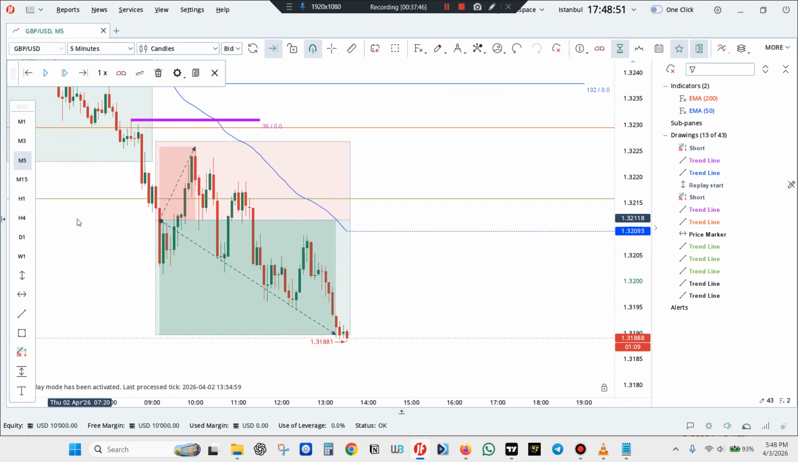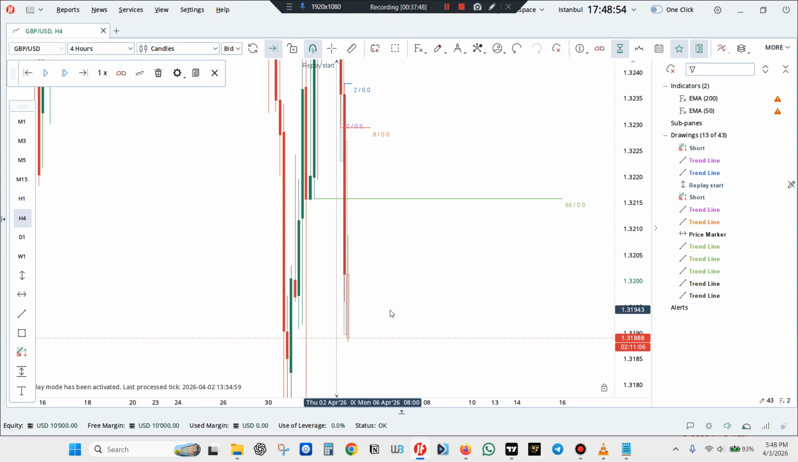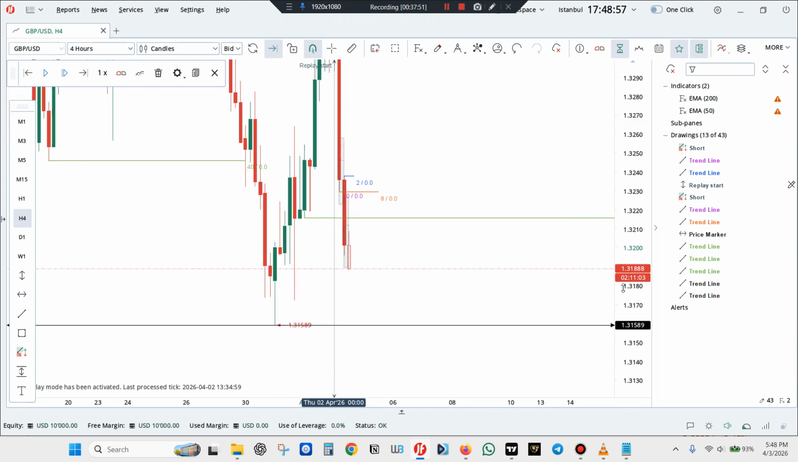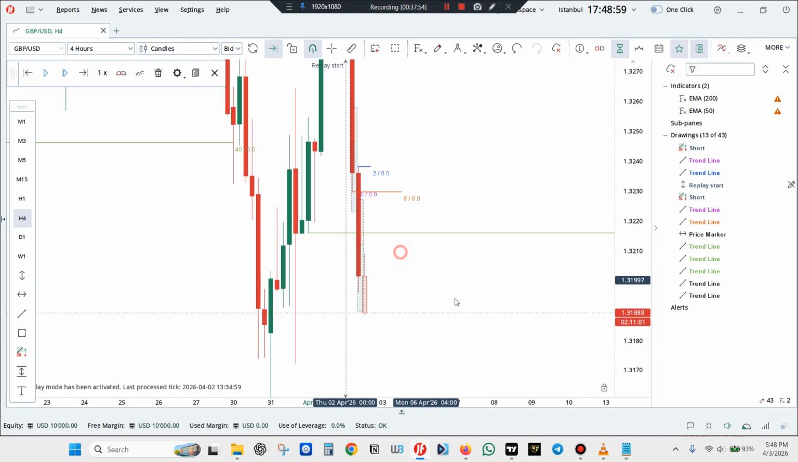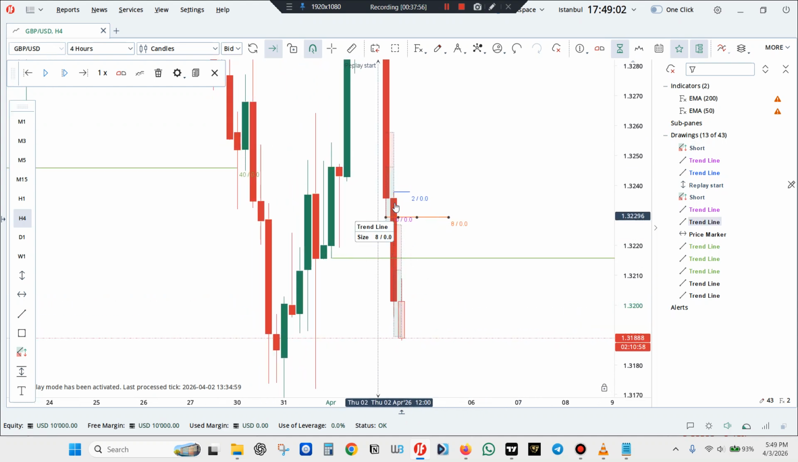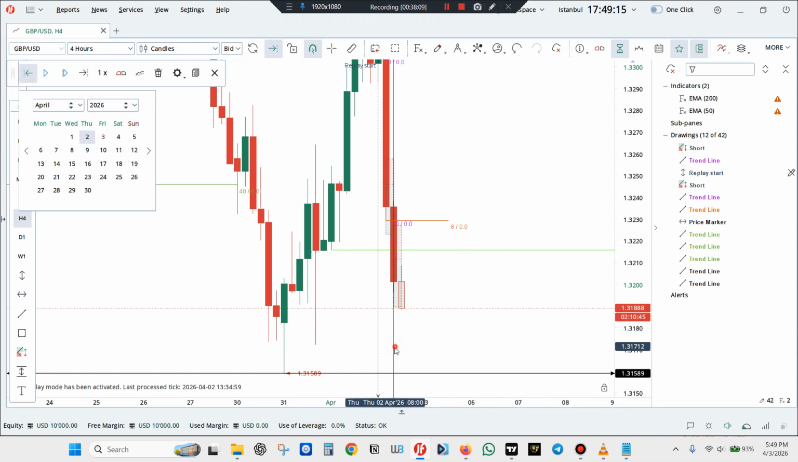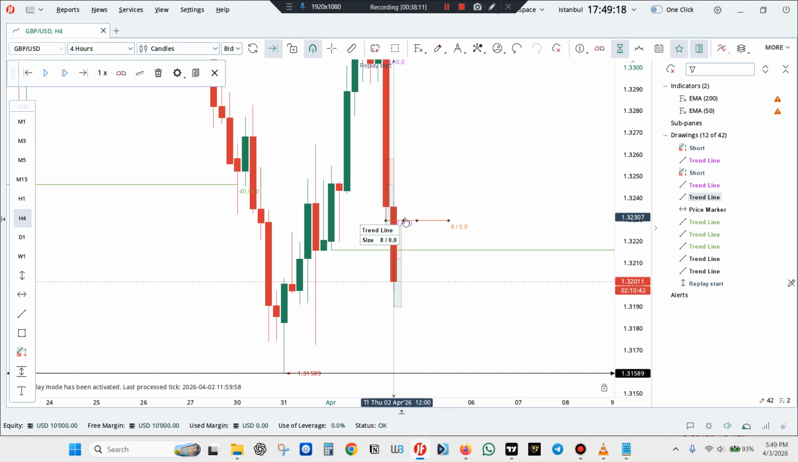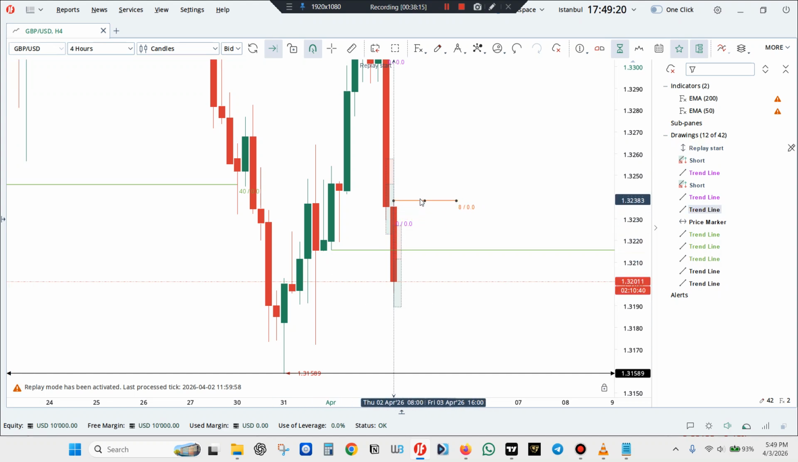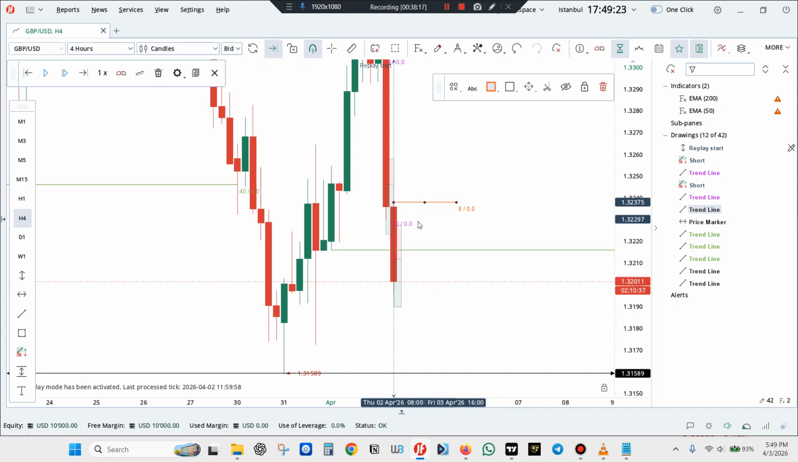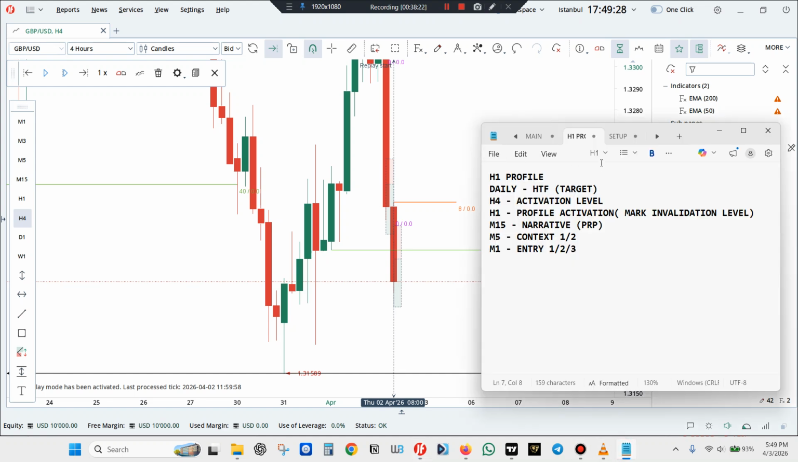But now I'll go back to 4 hour. Let's see, was our objective met? And as you can see, a 4 hour candle closed below a daily candle, thus activating our main profile, which is H4 profile. So I want us to see, could we have had another setup from this point? So I'll just mark this specific 4 hour candle that gave us an expansion. This now becomes our invalidation level.